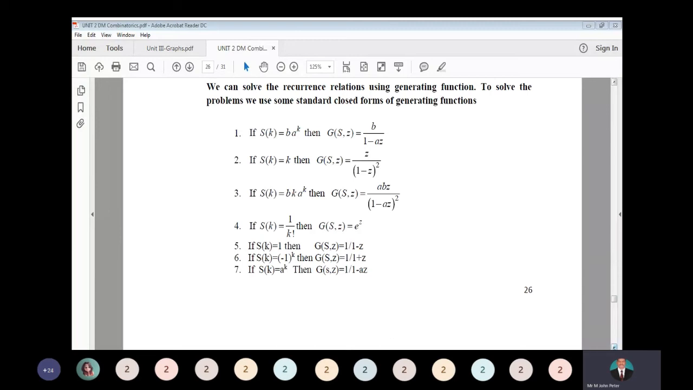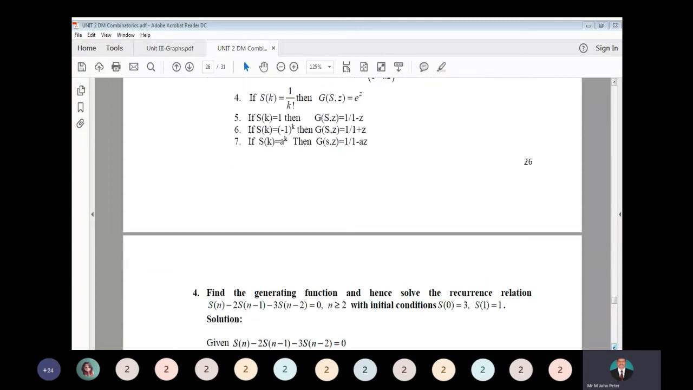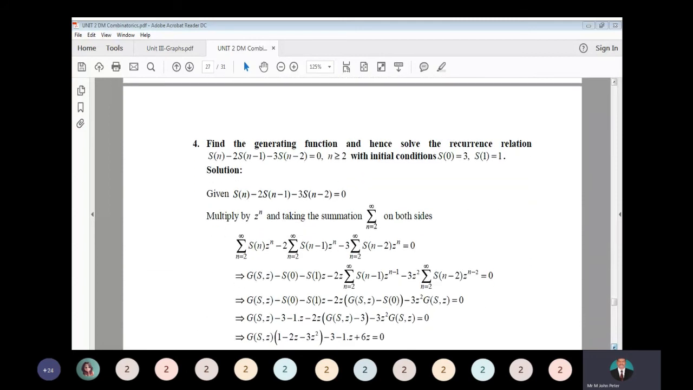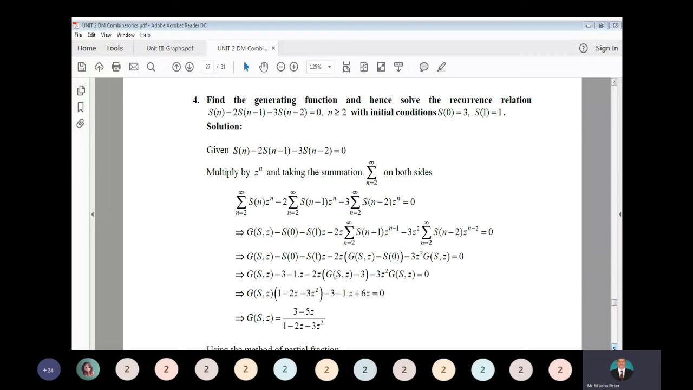If s of k equals 1, then g of s comma z equals 1 divided by 1 minus z. If s of k equals (minus 1) power k, then g of s comma z equals 1 divided by 1 plus z. So given a power k as the function s of k, g of s comma z is 1 divided by 1 minus az. That we already saw in the problem. So find the generating function and then solve the recurrence relation.